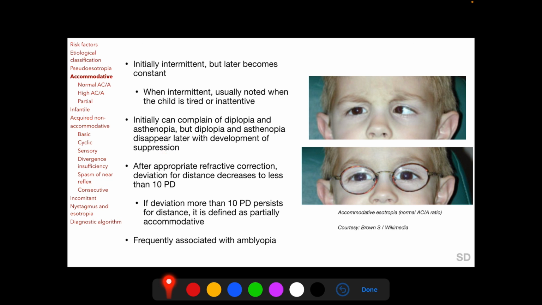By definition, in accommodative esotropia, after appropriate refractive correction, deviation for distance fixation decreases to less than 10 prism diopters. But if after appropriate correction of refractive error, the esotropia decreases partially and residual esotropia of more than 10 prism diopters persists for distance fixation, then it is said to be a partially accommodative esotropia. Uncorrected accommodative esotropia is frequently associated with amblyopia.